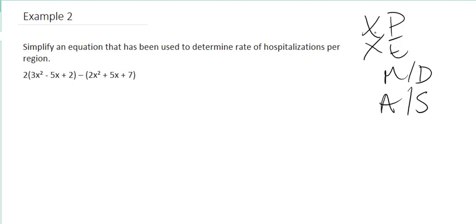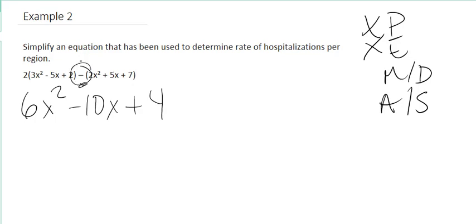So in our first parentheses, we will distribute the 2. So we begin. 2 times 3x squared is 6x squared. 2 times negative 5x is minus 10x. And then 2 times 2 is 4. So we'll add plus 4 there. Then, on the second distribution, it looks like we don't have to distribute, but in fact we do because we have that negative sign, which is really important to look at.